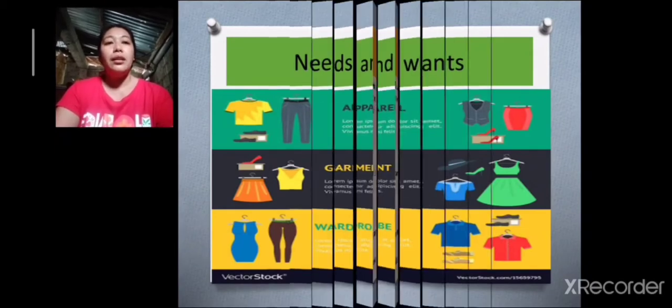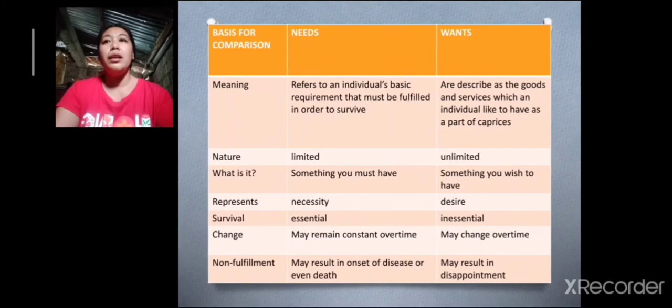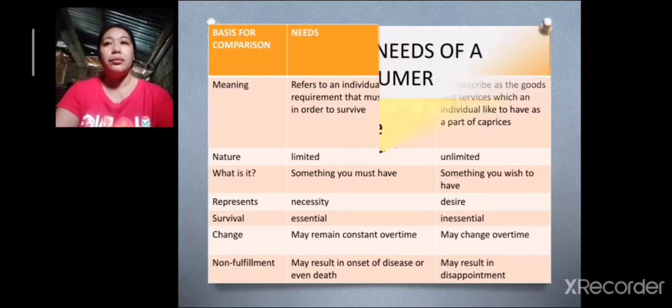Needs are the extremely necessary things a person requires in order to survive. These include food, clothing, and shelter in ancient times. But as time passed by, education and health are also included. If needs are not satisfied, this may result in illness, inability to perform your tasks or responsibilities, or even death.